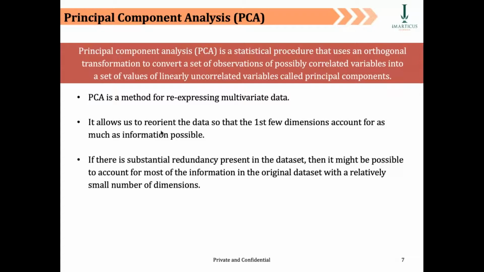And PCA is a method for re-expressing multivariate data. It allows us to reorient the data so that the first few dimensions account for as much of the information as possible. That's why in PCA you will see PCA1, PCA2, and so on. Usually the first few, like PCA1 to 5, will give you the features and most of the information possible. And if there is substantial redundancy present in the dataset, then it might be possible to account for most of the information in the original dataset with a relatively small number of dimensions. We are already making it into two dimensions, dimension 1 and dimension 2.